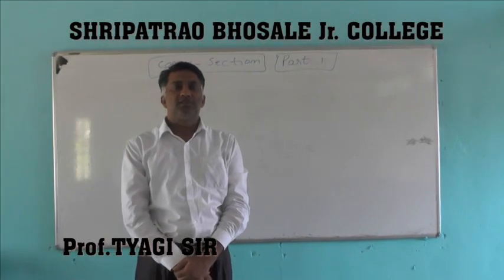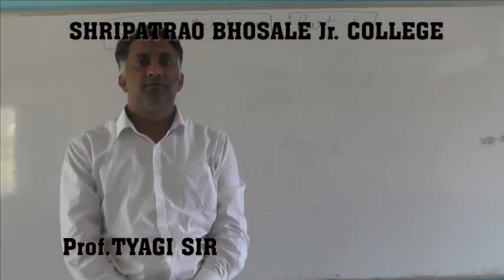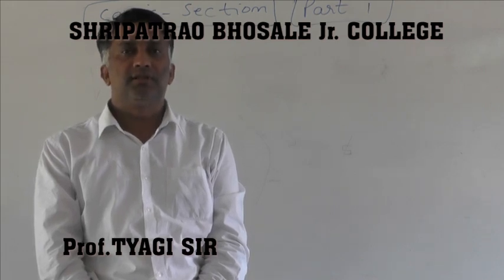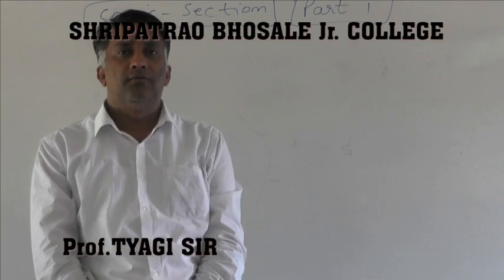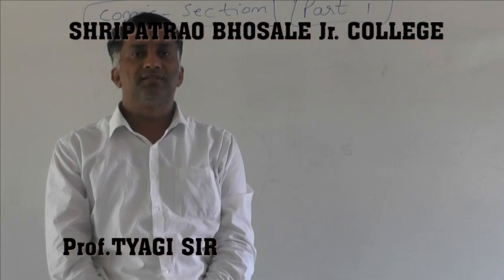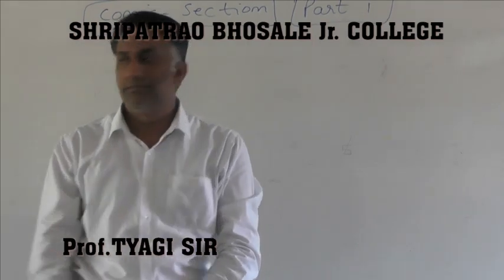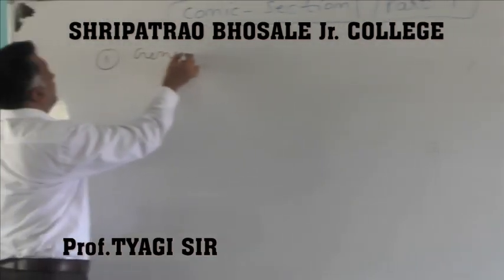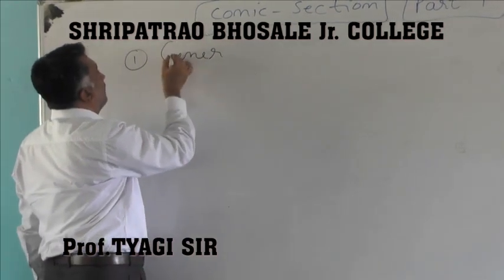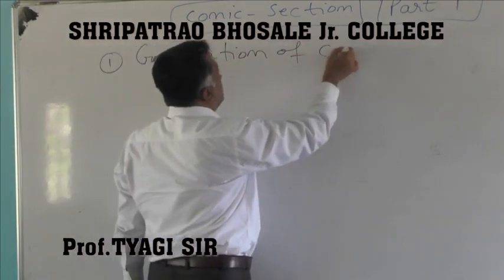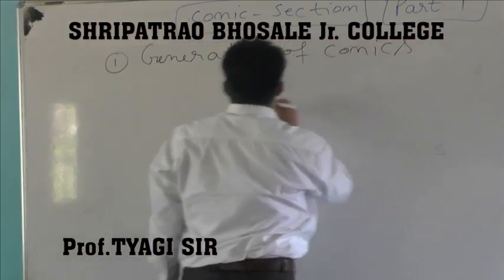In the chapter of conic section, there are 5 kinds of conics. 1. Parabola. 2. Ellipse. The third is hyperbola, the fourth is circle, and the fifth is pair of straight lines. Today, first of all, I will start the generation of conics.